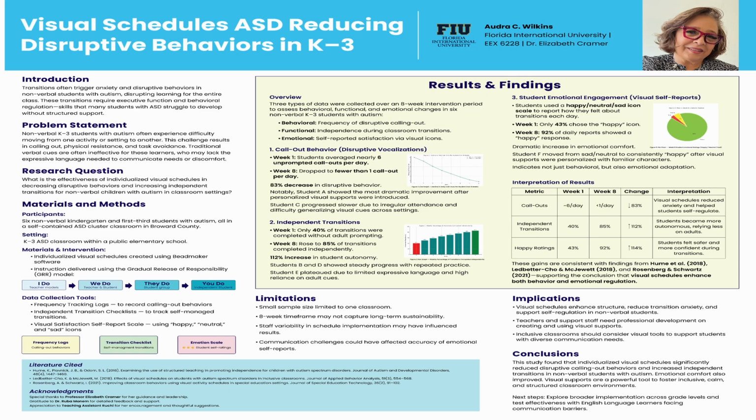Interpretations of results. If we look at our metrics for calling out, independent transition, and happy ratings, we see that in week 1, there were about 6 call outs per day, 40% on independent transition, and happy ratings were 43%. And you see that it changed. Call outs decreased to once a day in week 8, and independent transitions went to 85%, and happy ratings went up to 90%. That's a change of 83%.